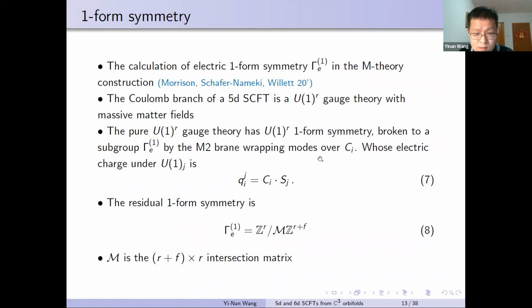And the electric charge of this M2 brane wrapping modes under a particular U1 J can be computed using this intersection number computation, Ci.Sj. And basically, after this breaking, the residual one-form symmetry is given by this quotient form, which is ZR multiplied by the curly M times ZR plus F, where curly M is an intersection matrix between the 2 cycles and 4 cycles in the resolved Calabi-Yau threefold.